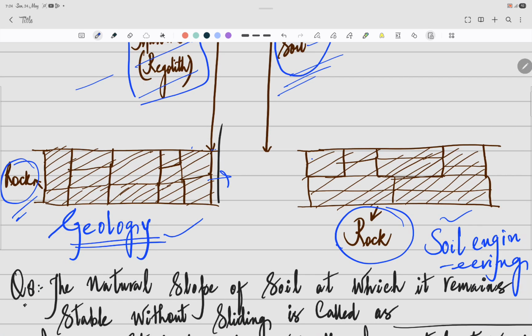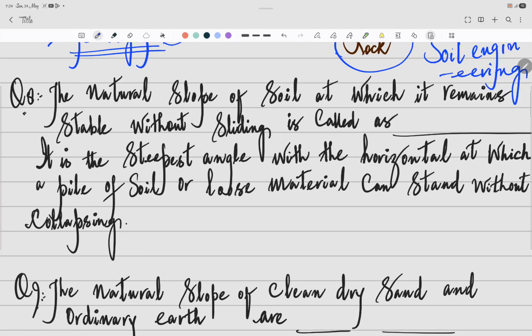All right. Let's move forward to question number 8. So question number 8 is: the natural slope of soil at which it remains stable without sliding is called as. We have to say what it's called, and it's also the steepest angle with the horizontal at which a pile of soil or loose material can stand without collapsing. All right. So the natural slope of soil at which it remains stable, that too without sliding, is known as angle of repose.